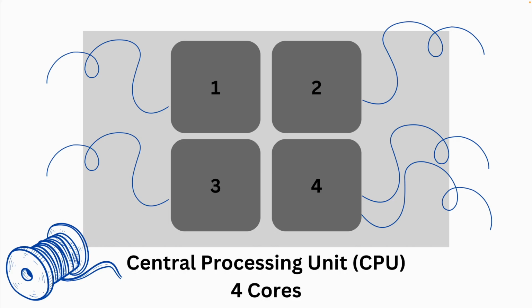But since this CPU has 4 cores, that means it can do 4 tasks at the same time, because each core will be doing 1 task. And in the case there's 8 cores, it can run 8 tasks at the same time. So the more cores, the better, right? Because that means more tasks can be done at the same time. So in this example, each task can be considered a thread, a separate flow of execution. And as you can see, I applied a thread to each individual core.